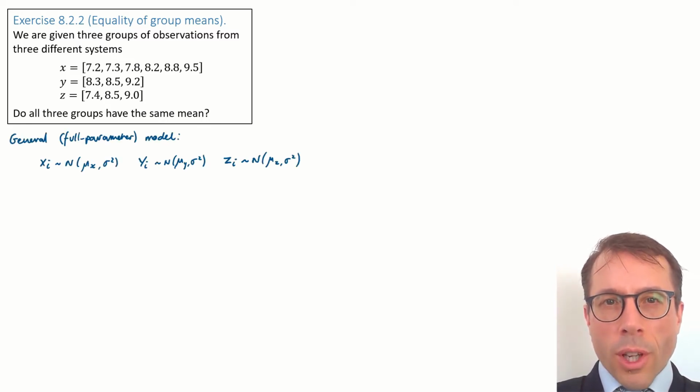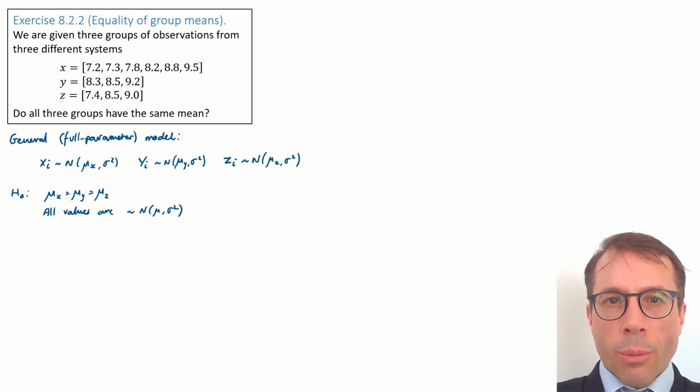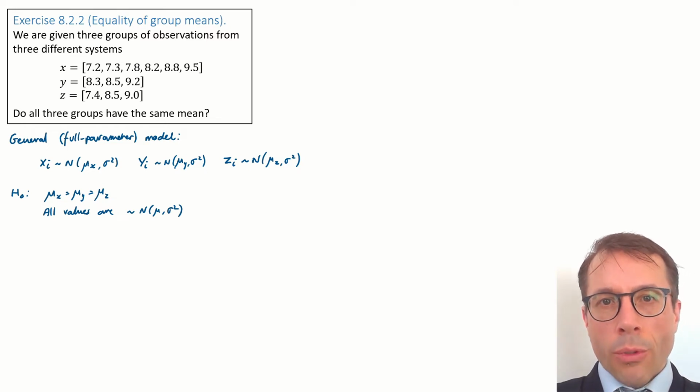First, I'm going to start off in the usual way for a parametric model. I'll write out my full model. Here my model allows all three groups of readings to have different means. Next, decide on the hypothesis I want to test. The question asks if the three groups have the same mean, so I'll let my null hypothesis be that μx equals μy equals μz. In other words, if H0 is true, then all values from each of the three groups are normal with a common mean. Call it mu.